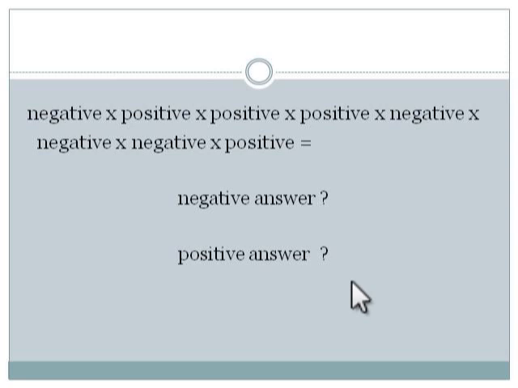So what we're looking for is how many negative signs are there? Well, let's look. 1, 2, 3, 4. Is 4 odd or even? That's right, 4 is even. If there's an even number of negative signs, it's positive. So our answer to this problem would be a positive answer.